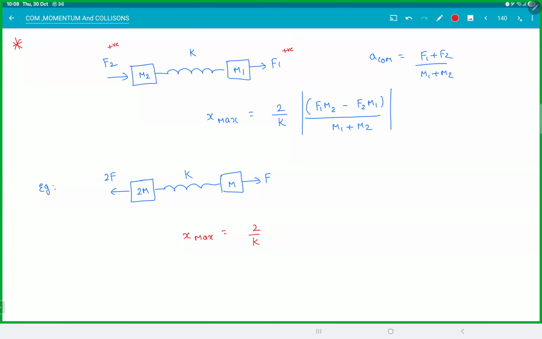So look at this thing. This will be how much here? This will be F, mass is 2m. Did you get an answer with that?